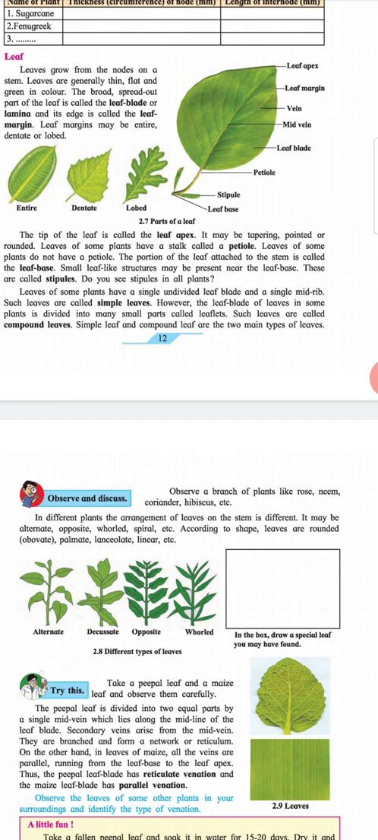Leaves of some plants have a single undivided leaf blade and a single midrib. Such leaves are called simple leaves. However, the leaf blades of leaves in some plants are divided into many small parts called leaflets. Such leaves are called compound leaves. Simple leaf and compound leaf are the two main types of leaves.